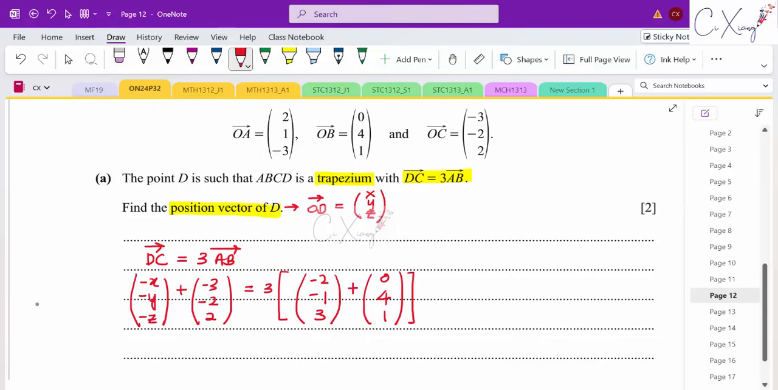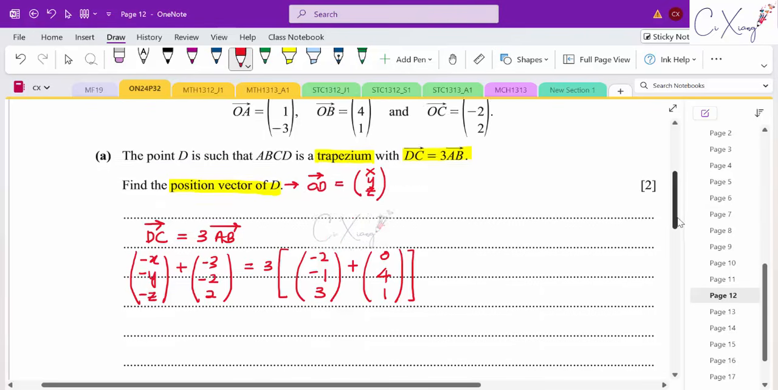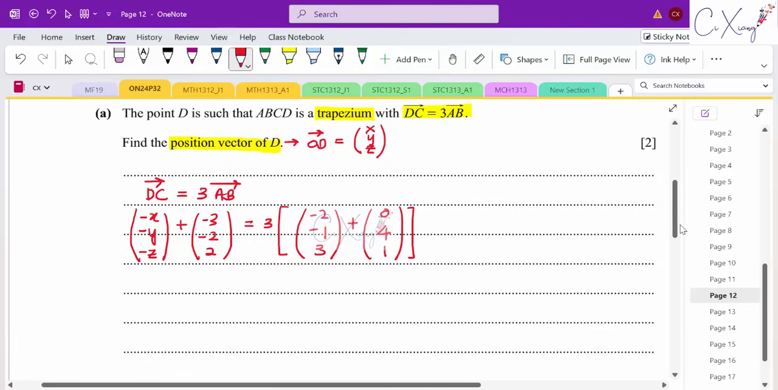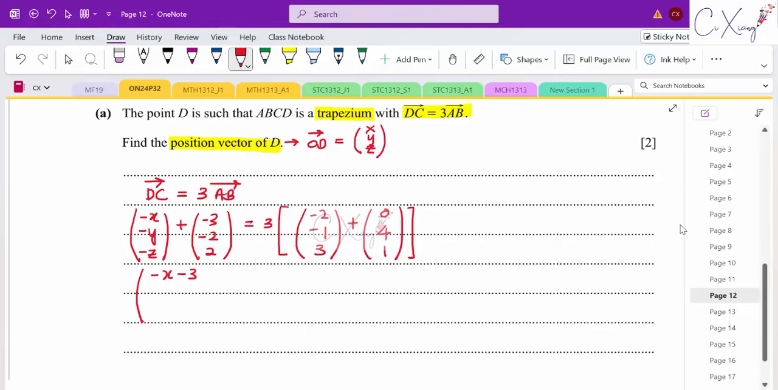Okay, so I try to summarize my vector on both the left hand side and the right hand side. Left hand side I'm having negative X minus 3, negative Y minus 2, negative Z plus 2. Then equals to, right hand side, negative 2 plus 0 is negative 2, times 3, so you're having negative 6. Then negative 1 plus 4 is 3, 3 times 3 you get 9. 3 plus 1 is 4, 4 times 3 you get 12.